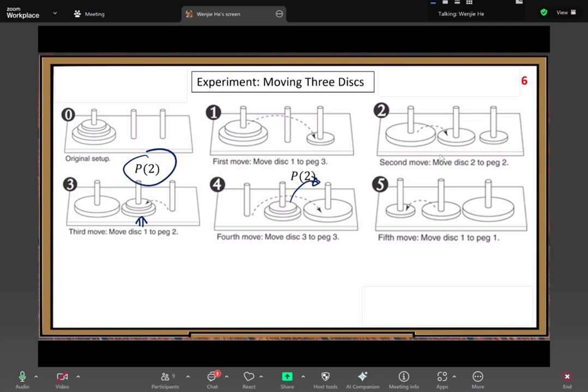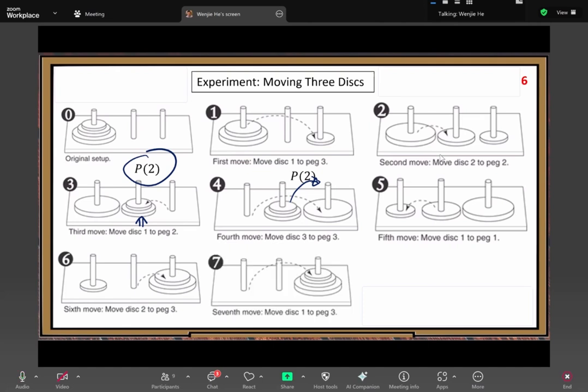Because next you can move the middle disk to peg 3. Then the last move, move number 7, you move the smallest disk back to peg 3. So you solve the whole puzzle problem. Here you can see you need 7 steps to find a solution. You need to make 7 moves to get a final solution.